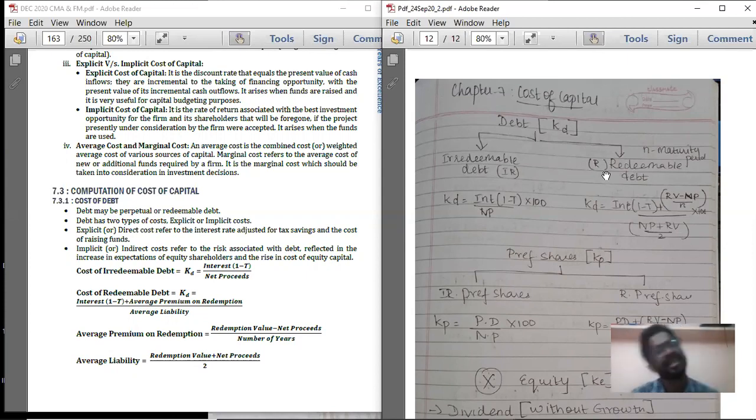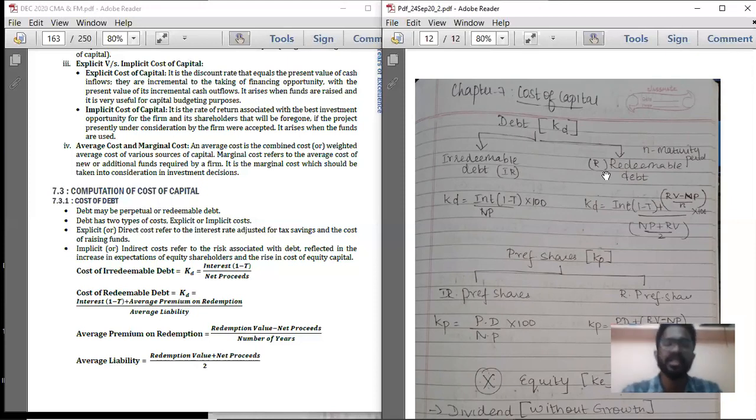So what is this irredeemable debt? Irredeemable debt is nothing but debt which is not redeemable in its lifetime. Simple. Redeemable means you can redeem it whenever you want. Irredeemable means you can't redeem it. That is the difference between redeemable and irredeemable. Redeemable means you can take your payment out.